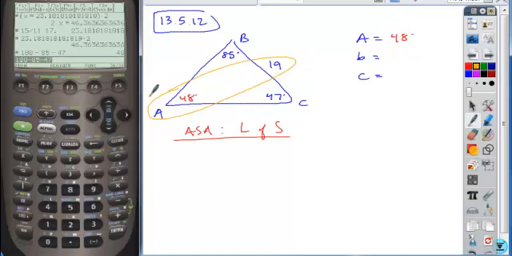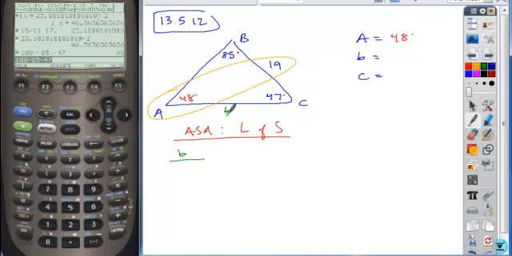So here, again, between the A's, the B's, and the C's, the one that we know both the angle and side are the A's. So that's our comparison. And so the last thing is we can just choose either B or C to find. I'll go alphabetically, so I'm going to find B first.